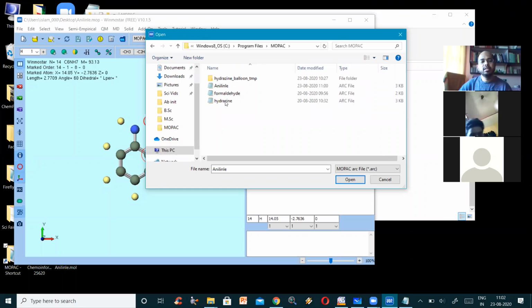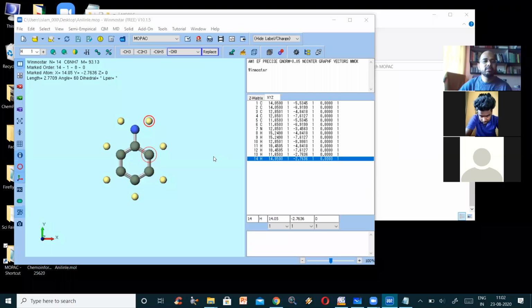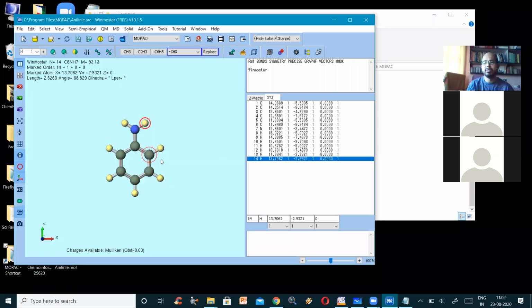Okay. So here is our aniline that we have run. Now look what happens when I open. When I open, the bonds have formed. In our previous case, there was no such bond. Okay, there was no such bond.